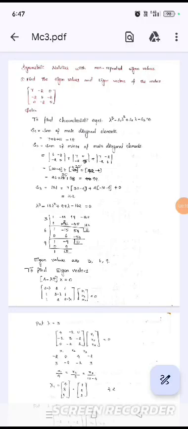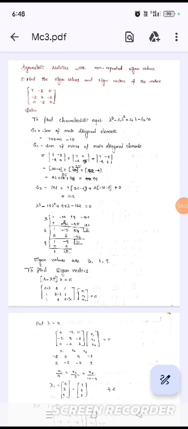Here also we find eigenvalues and eigenvectors. This is our second type. The second type is the symmetric matrix with non-repeated eigenvalues. The previous type was non-symmetric with non-repeated eigenvalues. This type is the symmetric matrix with non-repeated eigenvalues.